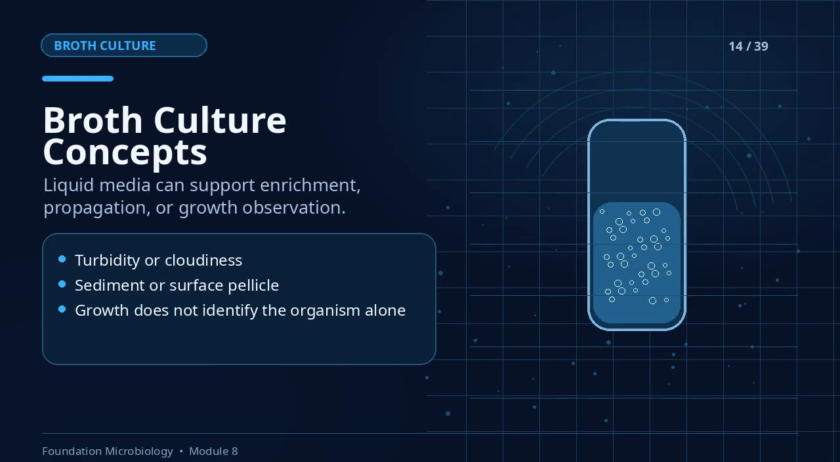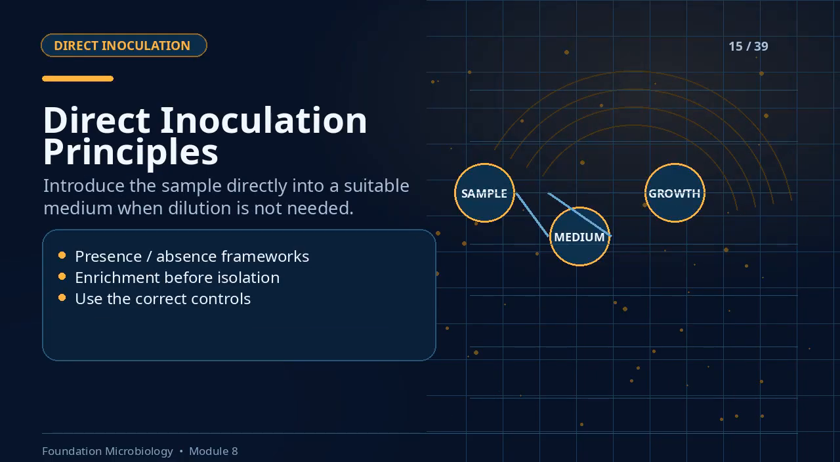Broth media support microbial growth in liquid form and can be used for enrichment, propagation, or presence/absence observation. Turbidity, sediment, surface films, and indicator changes may provide useful information, but broth growth alone does not identify the microorganism. Direct inoculation introduces sample material into a medium without a serial dilution or surface spreading step. It can be used for enrichment, growth demonstration, or presence/absence frameworks when the correct medium and controls are selected.